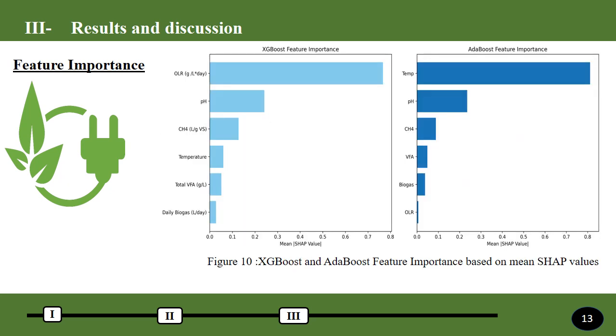Moving now to the feature importance analysis. Using the mean SHAP values, the SHAP analysis showed differences in how XGBoost and AdaBoost interpret features for total ammonia nitrogen. XGBoost highlighted organic loading rate as important for predicting complex substrate microbiome interactions, while AdaBoost focused on temperature, simplifying ammonia inhibition. Both models noted the pH's minor role and showed low relevance for volatile fatty acids. This suggests the need for plant-specific models, with XGBoost for accuracy in diverse conditions and AdaBoost for temperature-focused analysis.